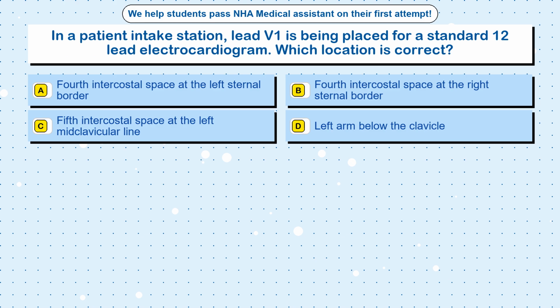Question 70. In a patient intake station, lead V1 is being placed for a standard 12-lead electrocardiogram. Which location is correct? Option A.